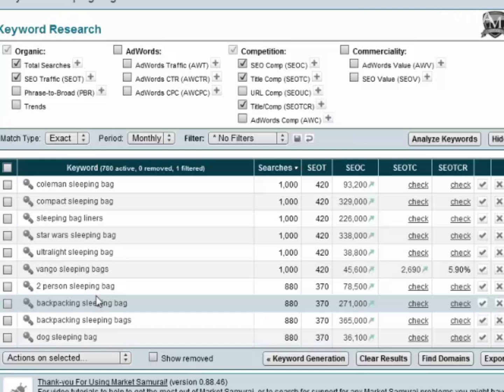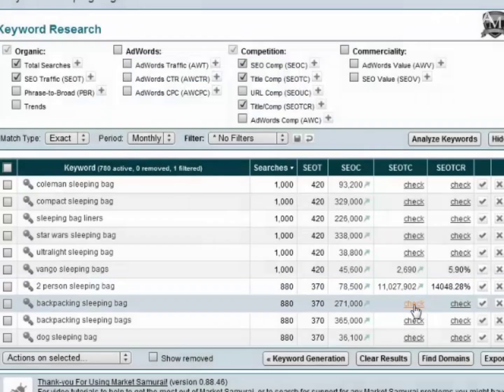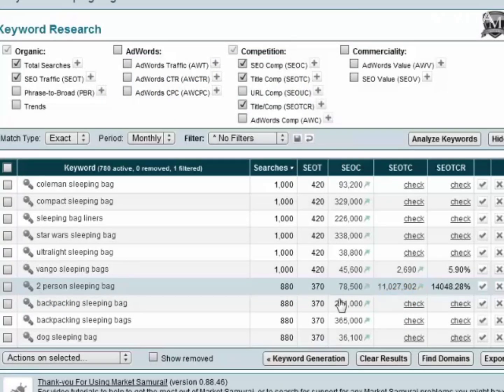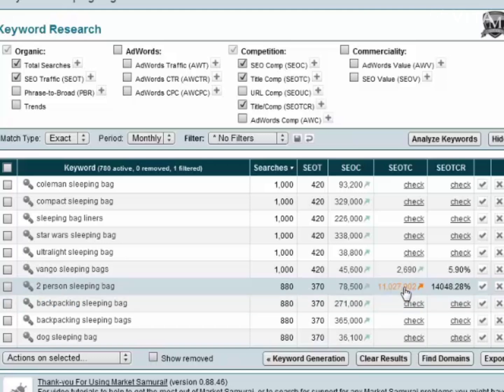Number two, I'm already seeing that the main terms I might go after, like sleeping bag reviews and best sleeping bags, have a decent amount of traffic and very low competition. So that's another bonus. And I'm also seeing some secondary markets. Like here again is 2-person sleeping bag, and that's actually got a ton of competition. So that's a great example of a market that you want to avoid. It's only got 880 searches and 11 million different websites mentioning that.